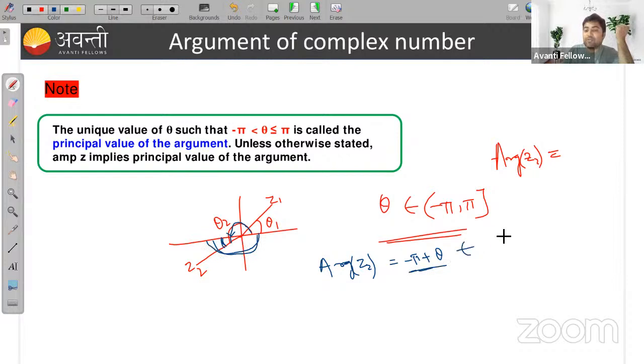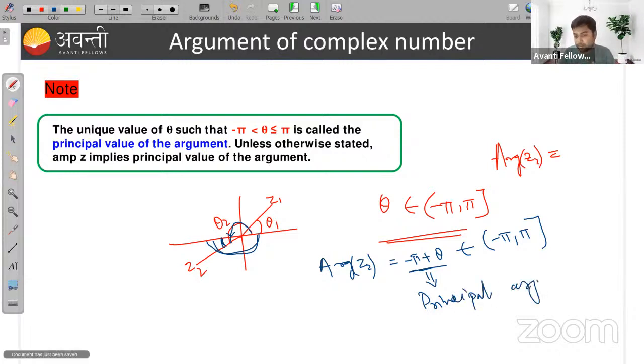So this belongs to minus pi to pi, right? So this will be my principal argument. When the angle lies between minus pi and pi, where minus pi is excluded and pi is included, then I can say it is my principal argument. Is that clear to everyone? Yes or no?